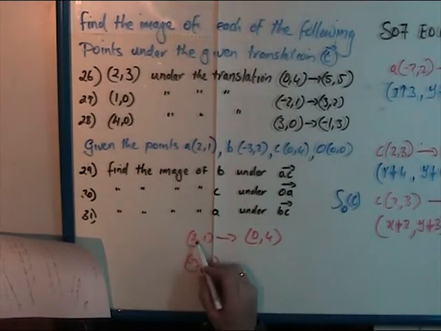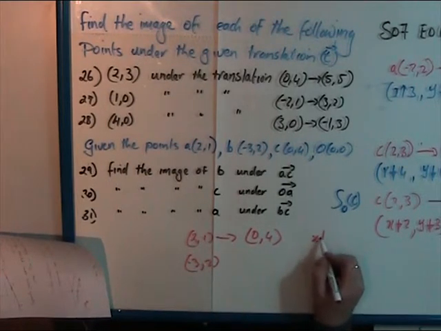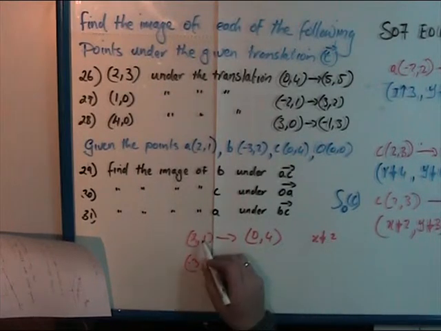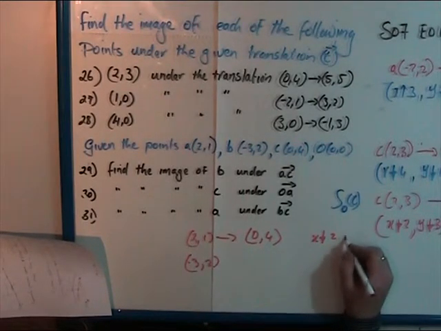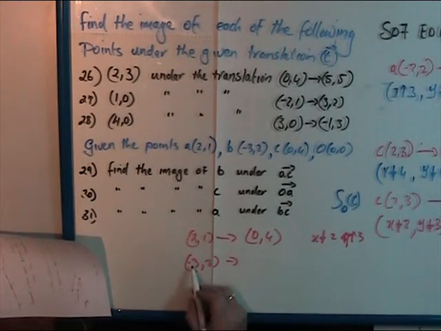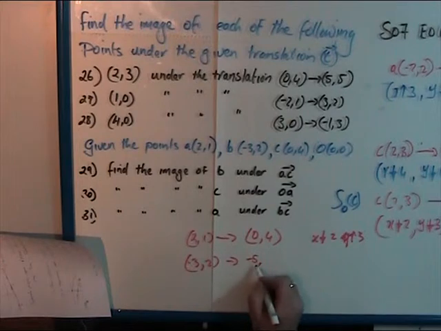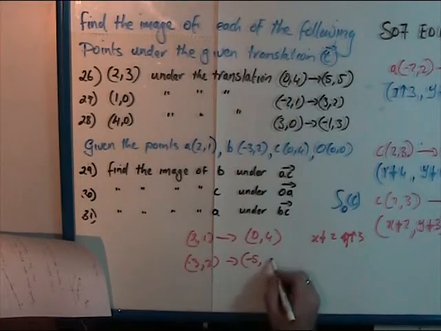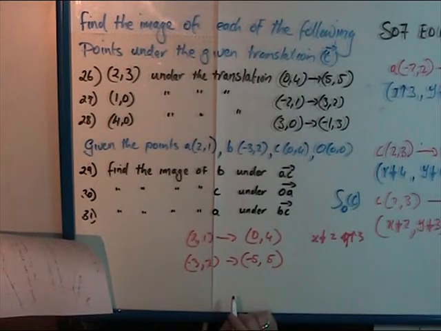So what happened to the x? The x went from 2 to 0, so the x went down 2. What happened to the y? It went from 1 to 4, so it went up. Y went up 3. And it's the same principle: minus 3, down 2, minus 5. And up 3 for the y, so that's 5. Okay, I hope you can see this.